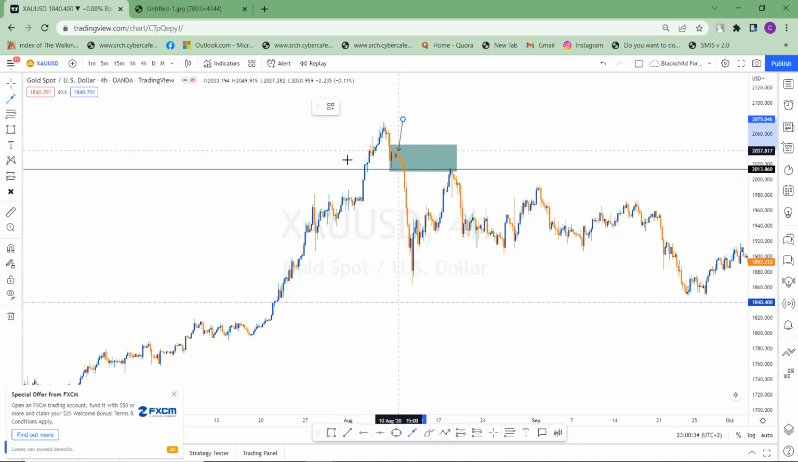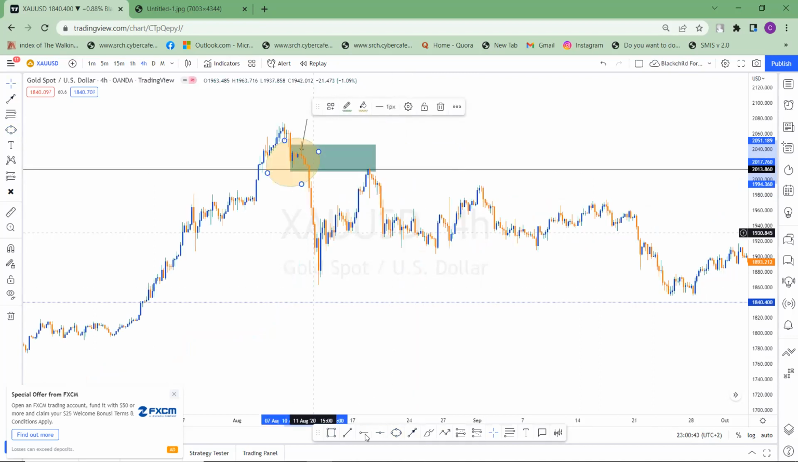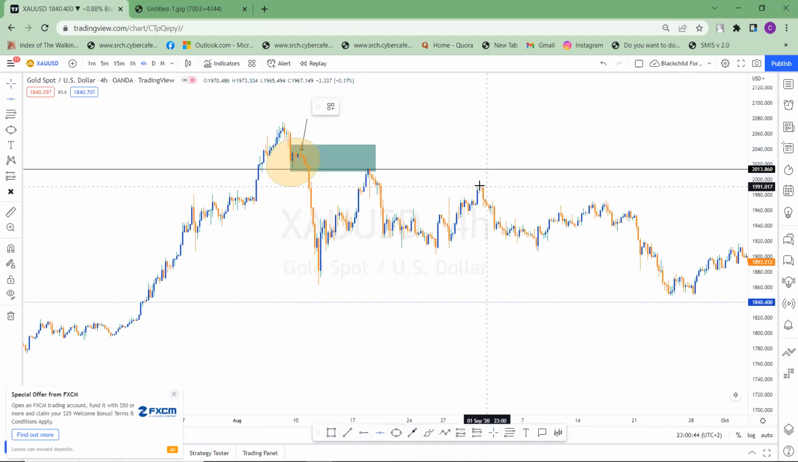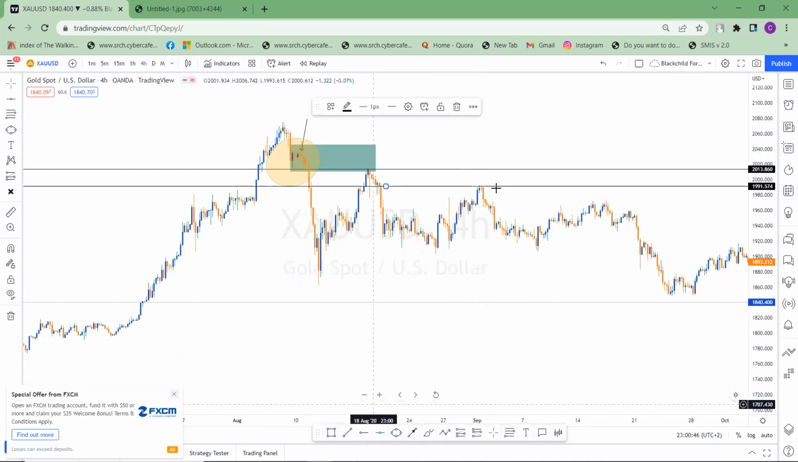Here, you will see that price has actually bounced around that area for a particular period. The same thing, let's come here and see what's there. Price is actually doing something. It's taking time, creating small candles, a lot of small candles.